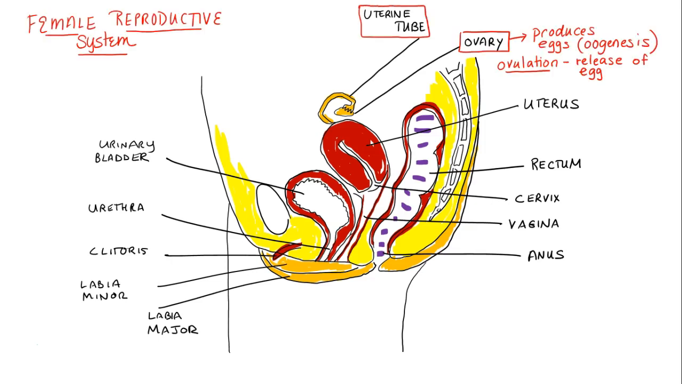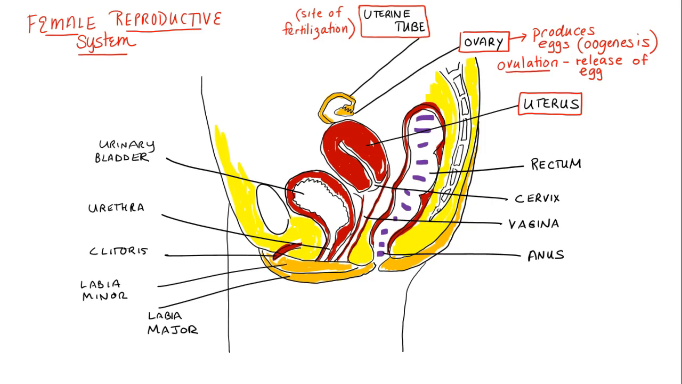And then the egg will travel down the uterine tube, sometimes called the fallopian tube or oviduct, which is the site of fertilization, so where the sperm will meet the egg. And then if the egg is fertilized, it will travel down the uterine tube and implant itself in the wall of the uterus. The wall of the uterus is called the endometrium, and the muscular layer, which this line is pointing to, is called the myometrium. But at any rate, the fertilized egg will implant into the endometrium.